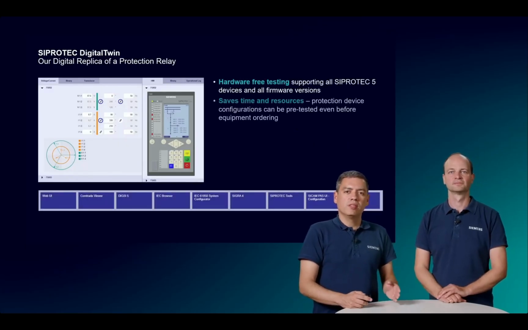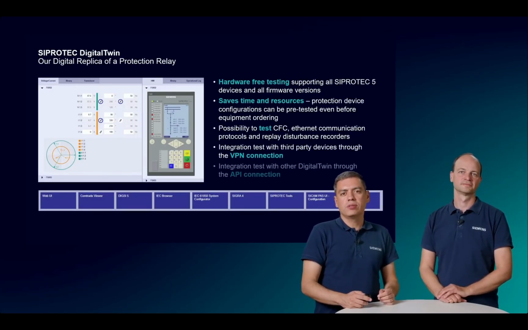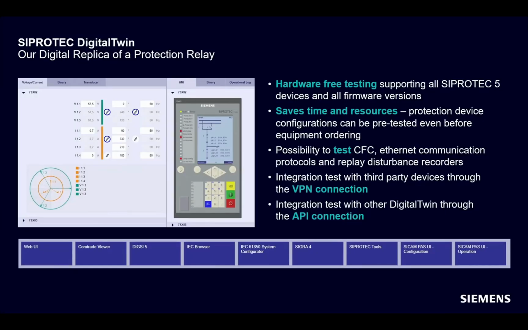SIPROTEC Digital Twin thus brings several benefits in its use, such as hardware-free testing, which saves time and resources. Different types of tests are possible, such as user logic tests, communication protocol tests, and replay of disturbance recorders. Integration tests with third-party devices through the VPN connection, and integration tests with other digital twins through the API connection. It is also important to highlight that SIPROTEC Digital Twin provides all the main necessary applications such as DIGSI 5, Web UI, Syscon, and SIPROTEC tools.